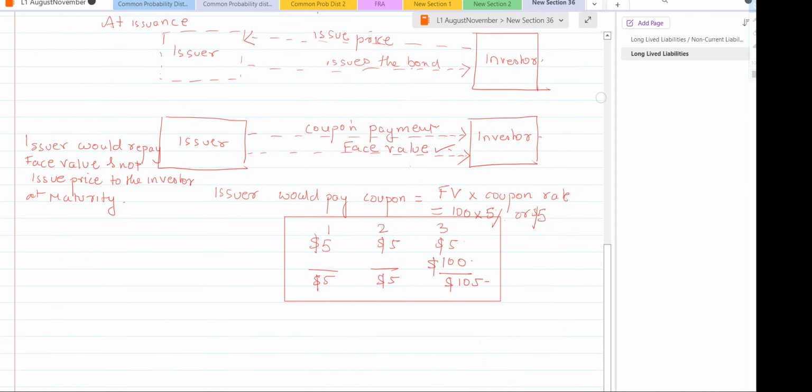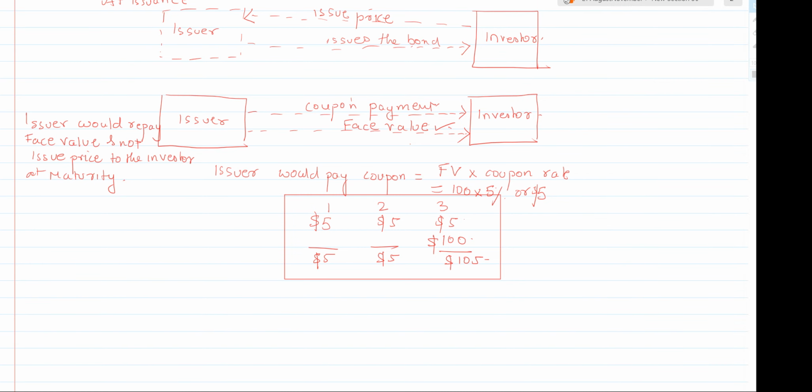Coming back to our discussion, right? Guys, what would be the issue price? Please tell me. What would be the issue price? $100. Issue price would be the present value of all cash flows that are payable by the issuer to the investor, discounted at the effective rate of interest or the market rate of interest at the time of issuance, right? So it would be the present value of these bracketed cash flows discounted at the effective rate of interest. Effective rate of interest is nothing but the market rate of interest at the time of issuance, right?